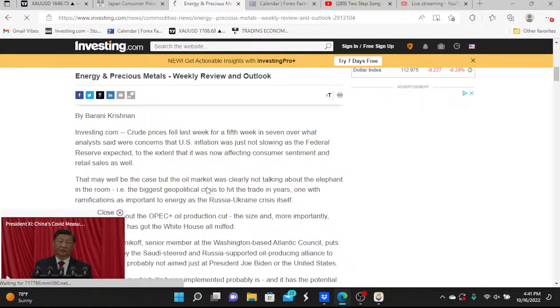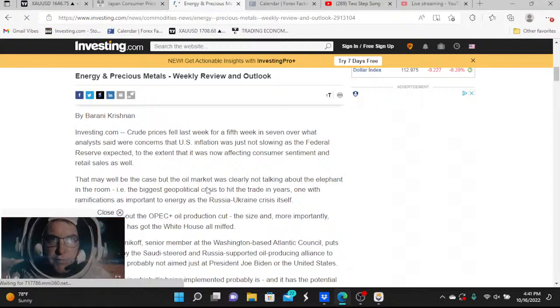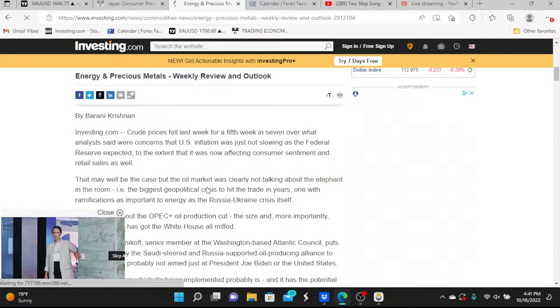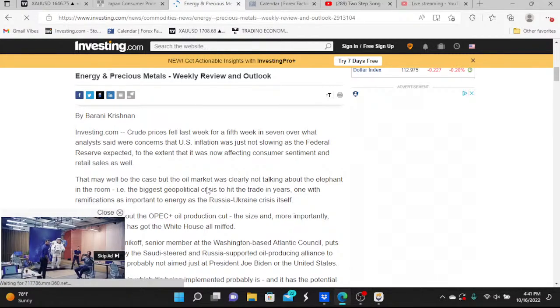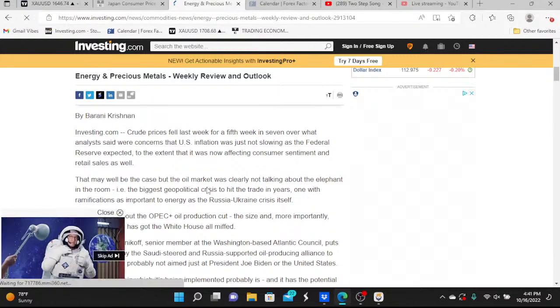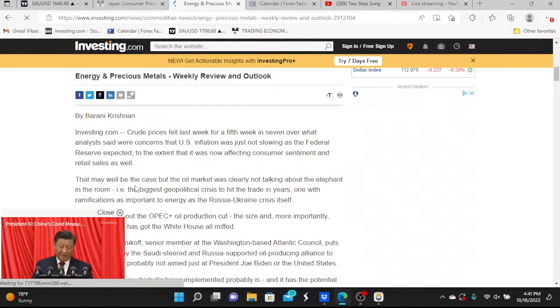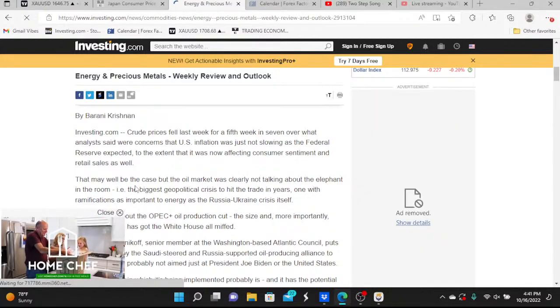Crude prices fell last week for a fifth week in 7 over what analysts said were concerns that U.S. inflation was just not slowing as the Federal Reserve expected, to the extent that it was now affecting consumer sentiment and retail sales as well.